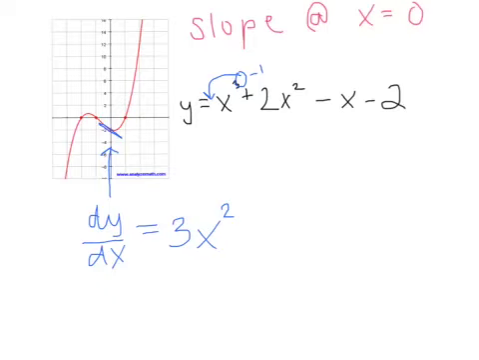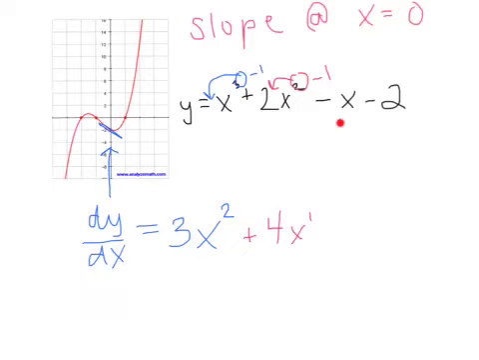Now we go on to the next term. So for the next term, we take the exponent and bring it out front. So in that case, it's 2 times 2. So we're going to get 4, and then you subtract 1, and so you get x to the 1. Okay, doing pretty good so far.